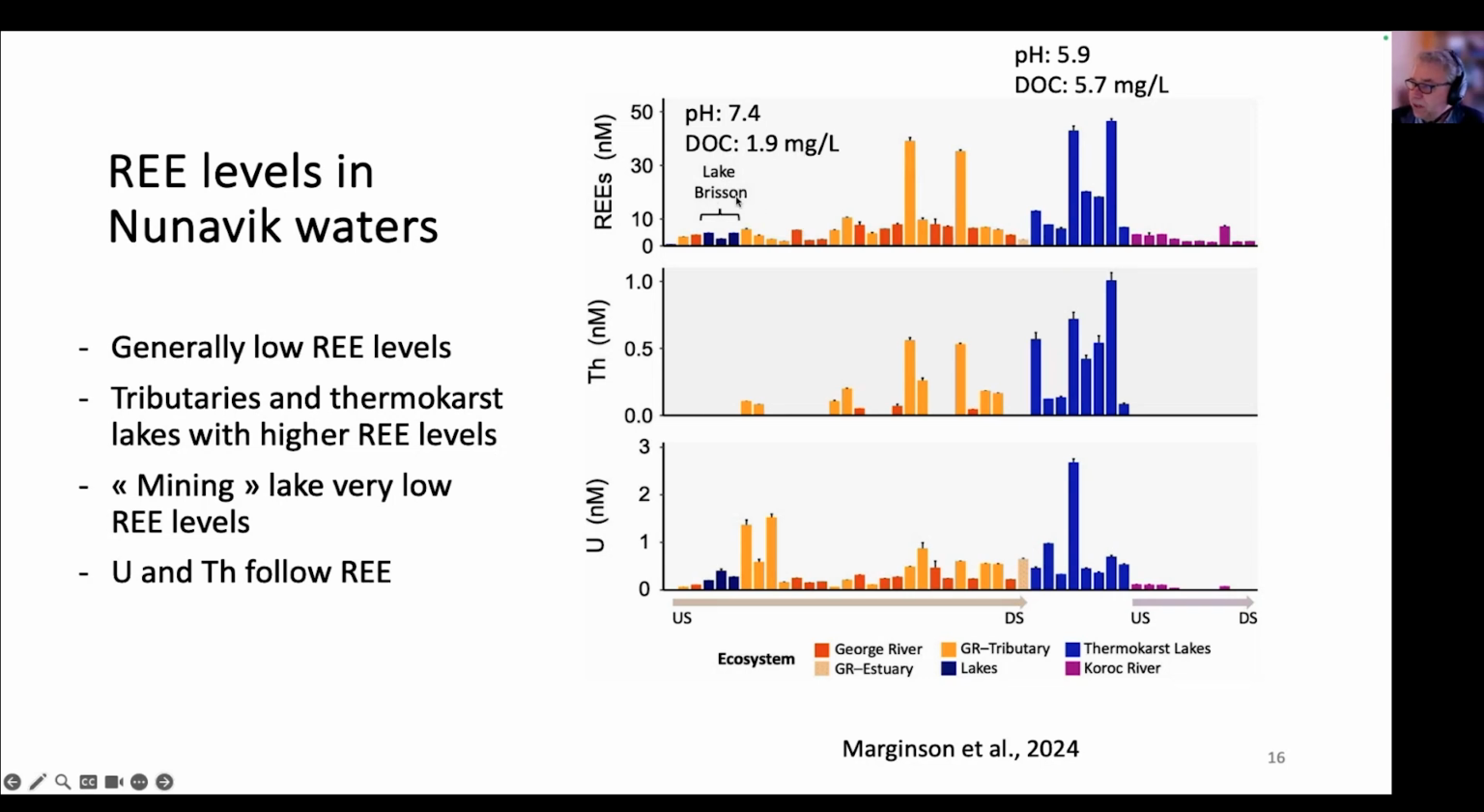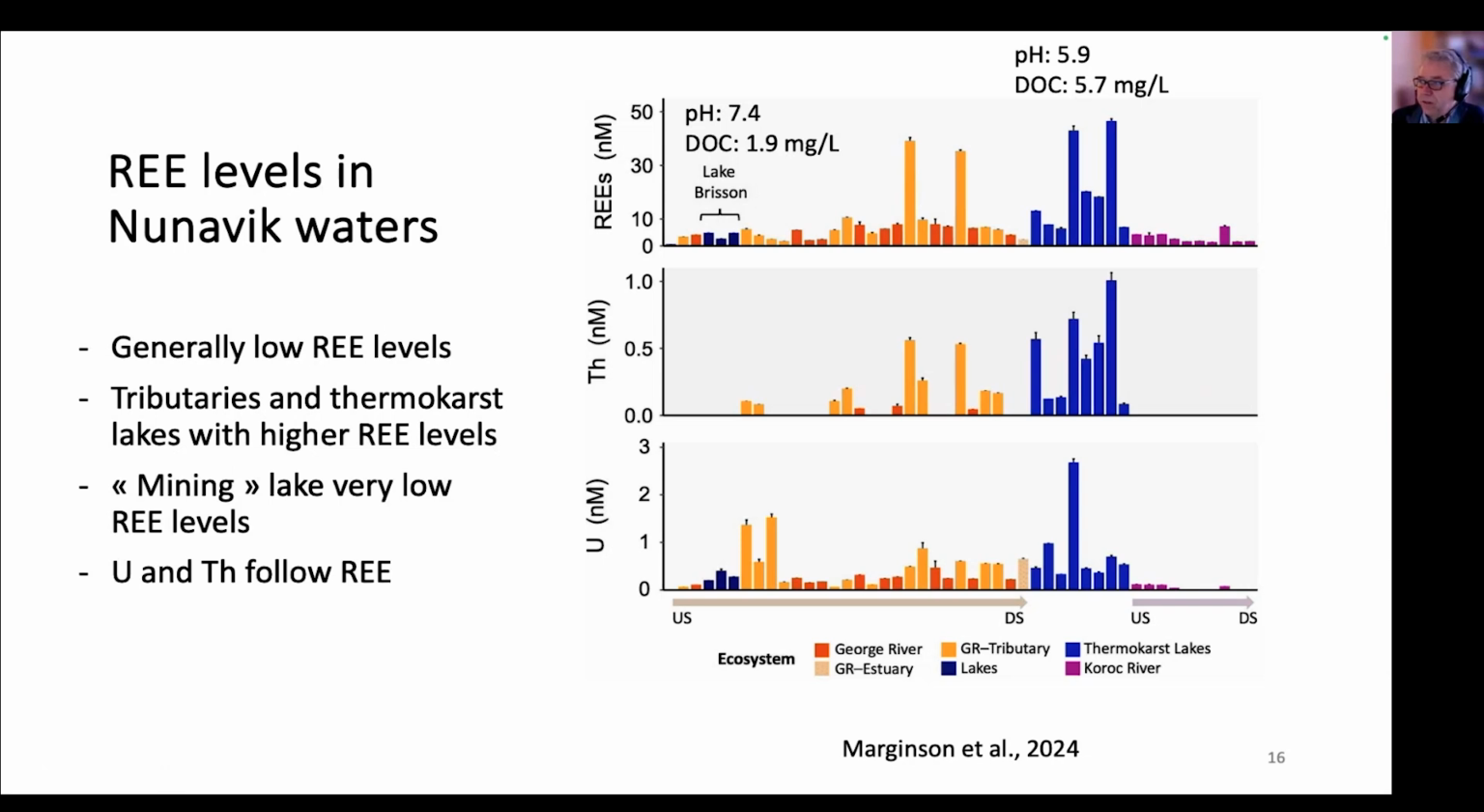For instance, here, Lac Brisson is near the mine, but it has a pH of 7.4 and a concentration of organic carbon of 1.9. So a bit of an alkaline pH and low DOC, that makes it low in REEs. Whereas you have thermokarst lakes that are really pristine, but they have an acidic pH and higher DOC, and they can therefore keep more REEs in the water column, and the levels are higher there than near the mining site. And usually you can see that thorium and uranium roughly follow the REE levels as well.